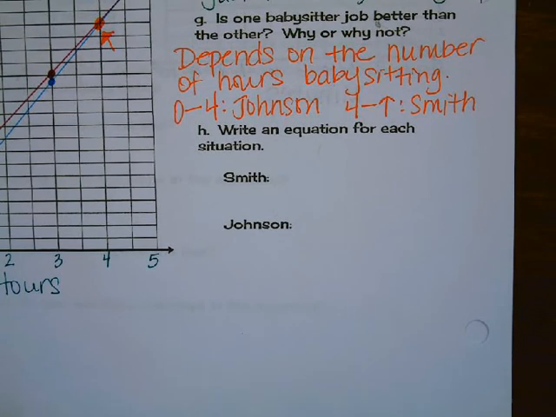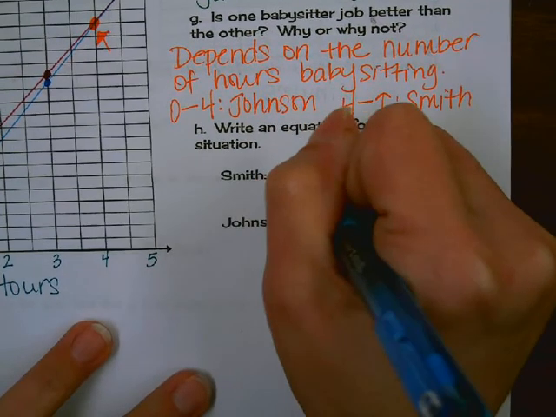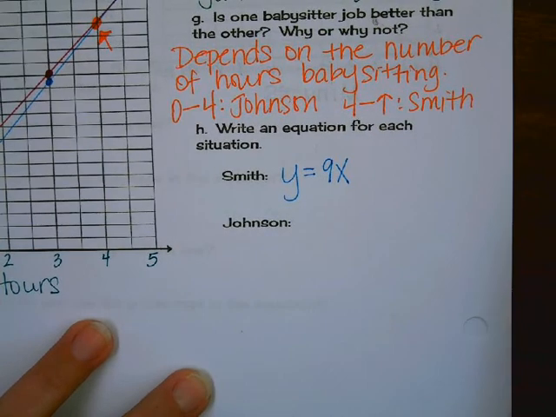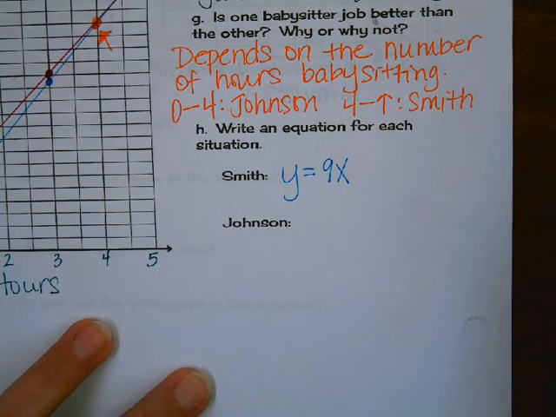So last but not least, what we have to do for this problem is write that equation. So remember, again, the equation is y equals that rate of change times x plus or minus my initial value. And now we've determined that my rate of change is the same as my slope, and we've talked about that my initial value is the same as that y-intercept.